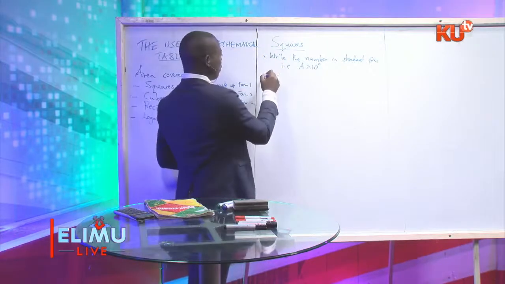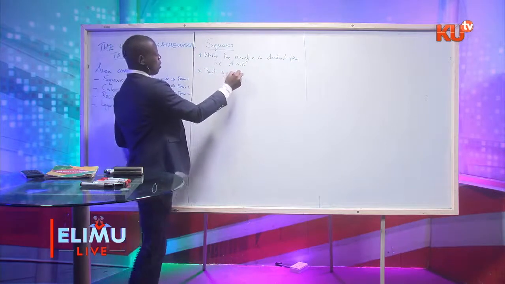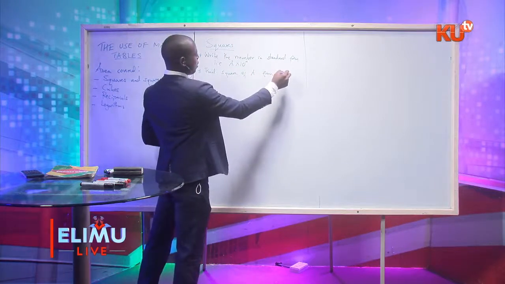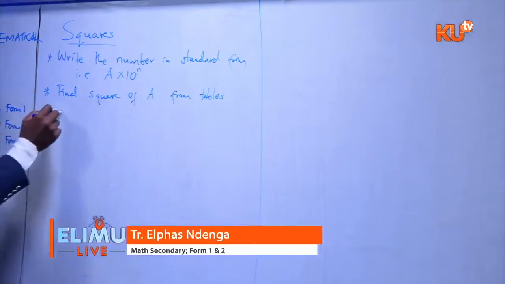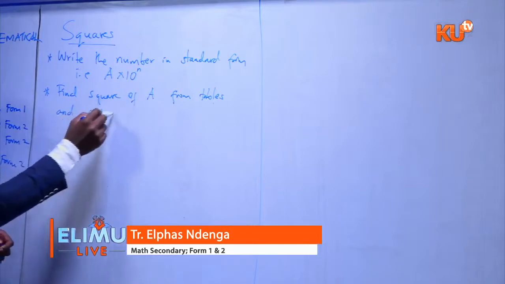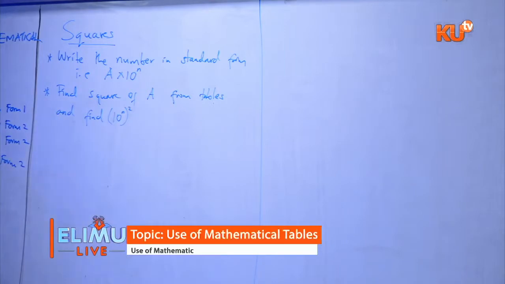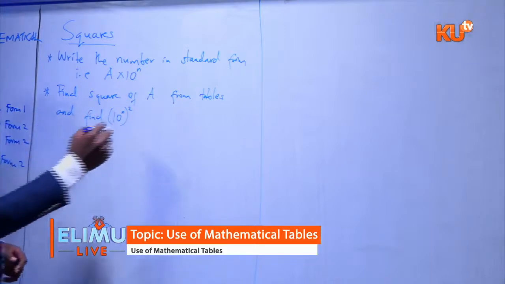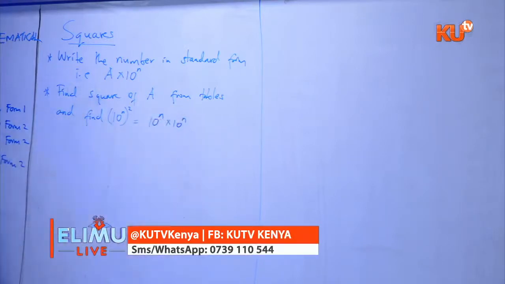Number 2, we shall find the square of a from tables. We shall read the squares of a from tables, and we'll find again 10 power n raised to 2, which means the square of 10 power n. And as a Form 1, you know that 10 power n squared means 10 power n times 10 power n. So you do it twice.